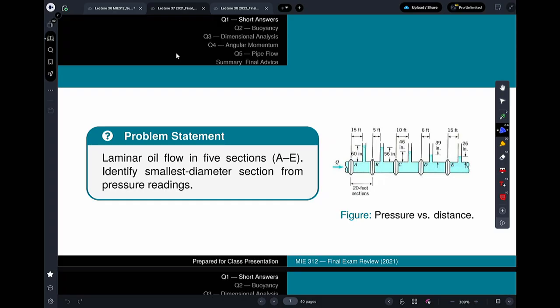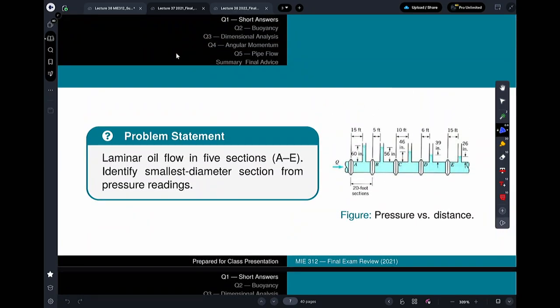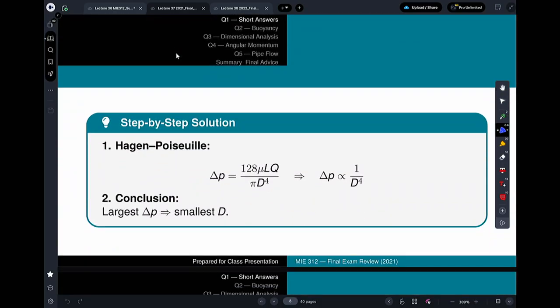Oh yeah, so the other thing, and I don't have it on the problem, is I think the diameter's changed. Oh, no, you were supposed to identify the smallest diameter. Okay, sorry. I just have to remember the problem. So you had to identify the smallest diameter section, and the largest delta P associated with the travel distance is going to be the smallest diameter.